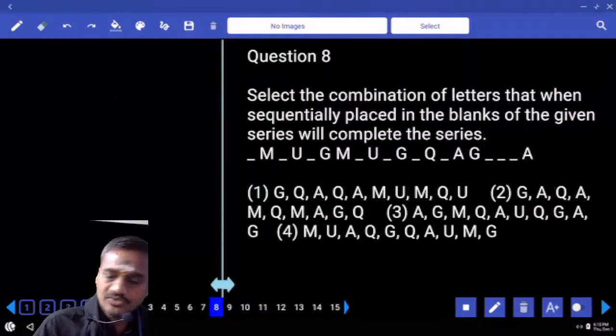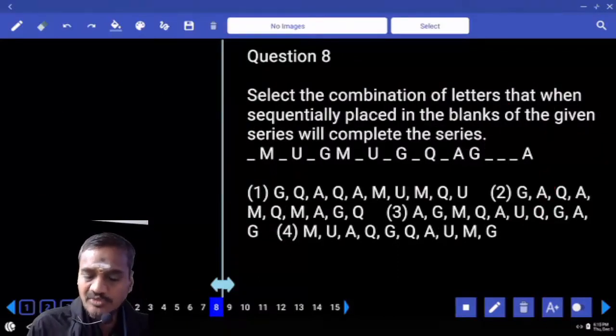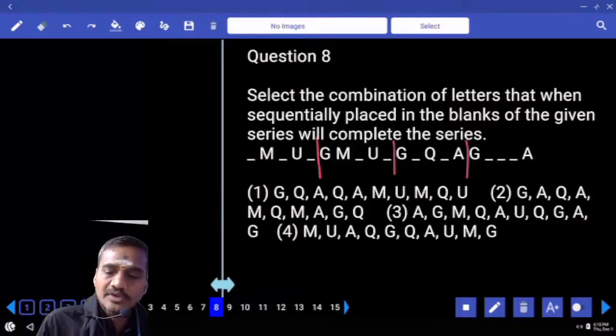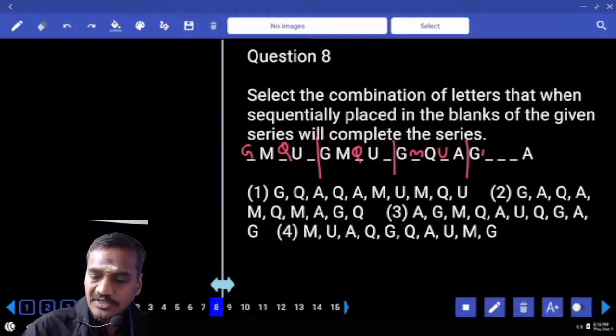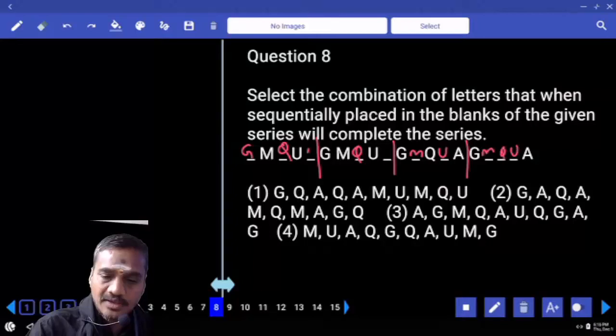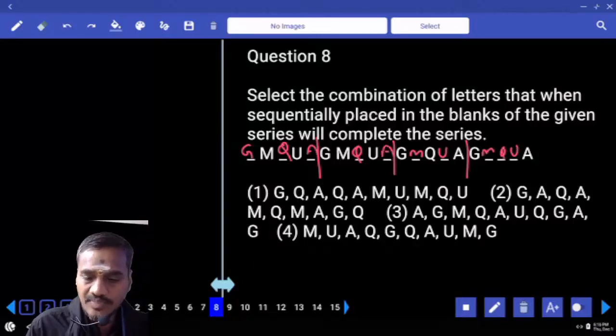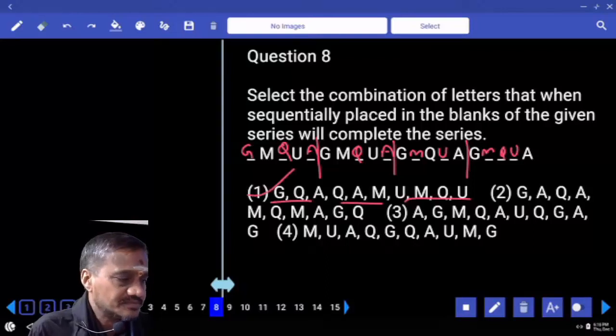Then coming to the 8th one. Now in this 8th, tell me how many elements were there? 1, 2, 3, 4, 5. Now what is the first letter here? G. G, M is common here. G, M, Q, U, A. Then tell me what are the elements that are left of G, Q, A. G, Q, A, Q, A, M. U, M, Q, U. Choice 1, question number 8.